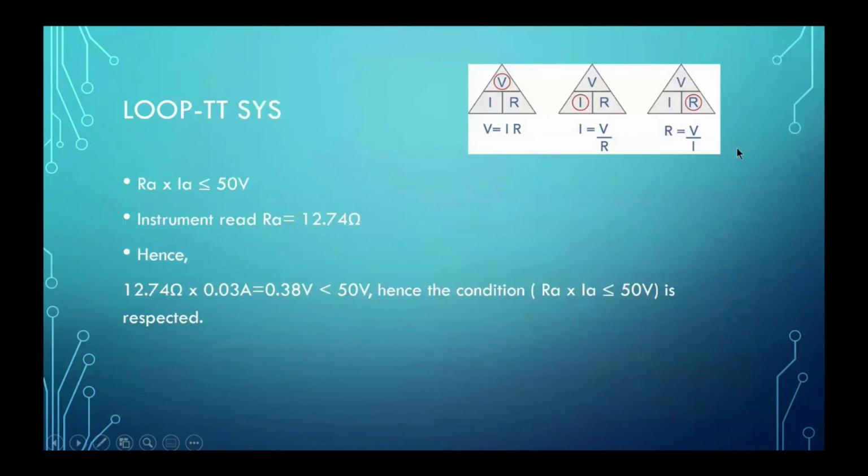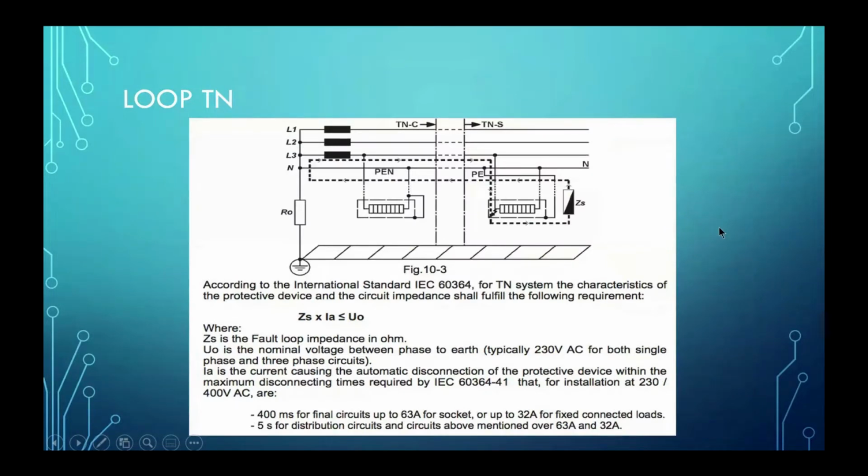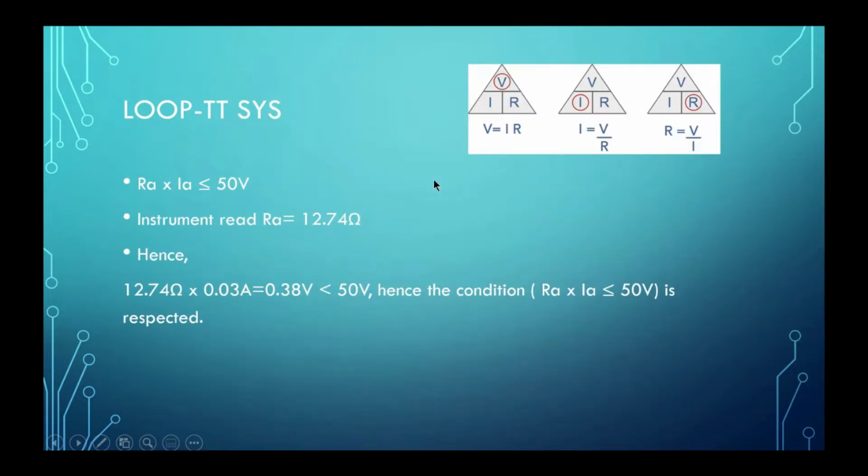I show you the TN system. In the TN system, normally there is no local earth. Normally the earth and neutral share the same line. This is called the TN system. Very easy to differentiate.